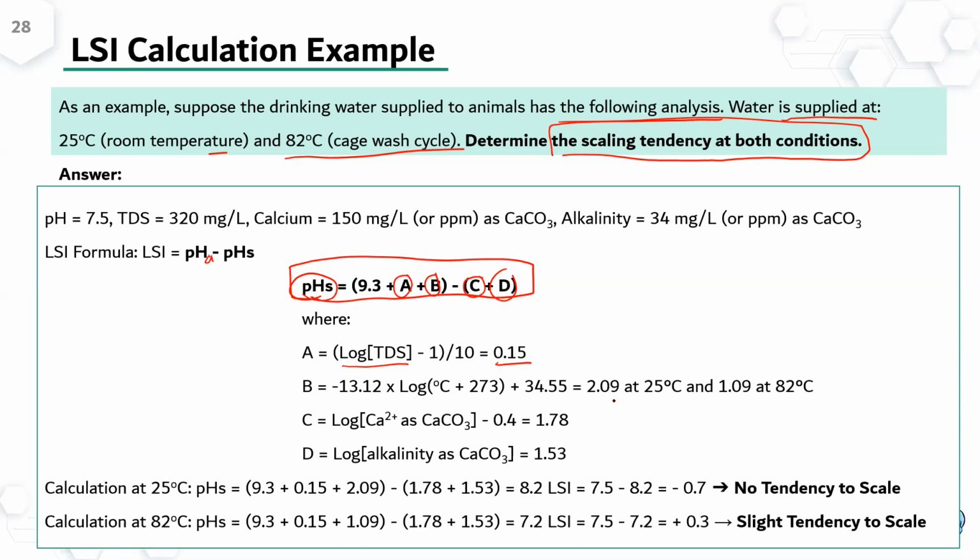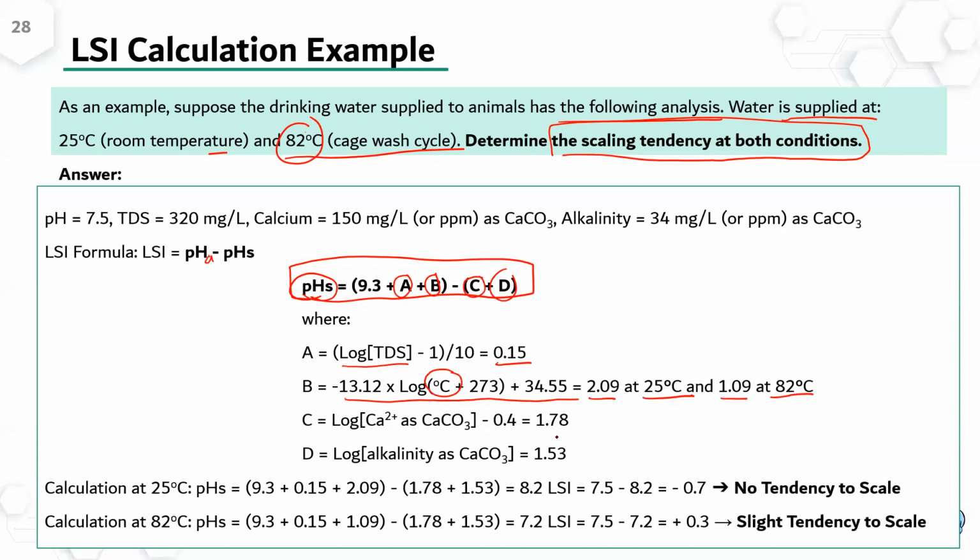While B is this formula: minus 13.12 times the logarithm of the temperature in degrees C plus 273, so you need to use Kelvin, plus 34.55. The only parameter is the temperature. In here the temperature is 82 and 25, so we have two temperatures that need to be evaluated. For 25 degrees C, the B value is 2.09, while for 82 degrees C we have 1.09.